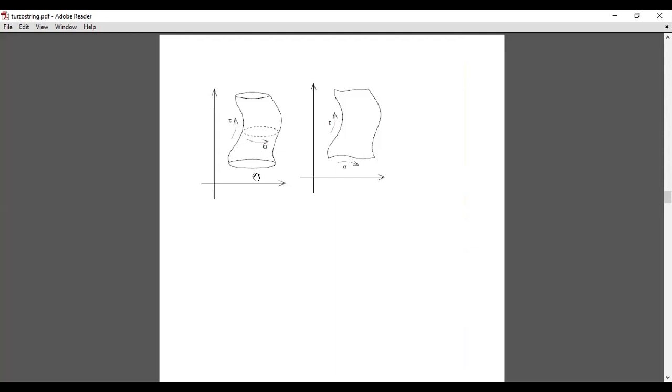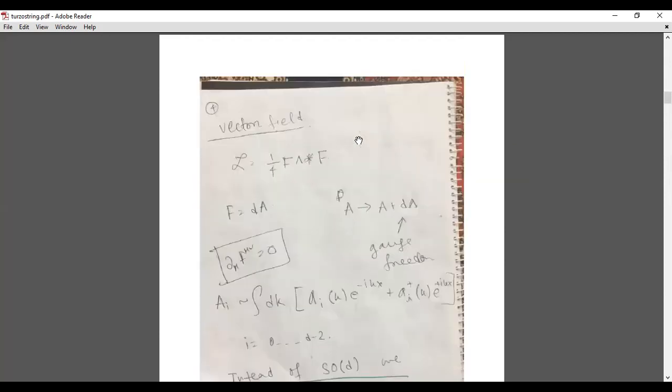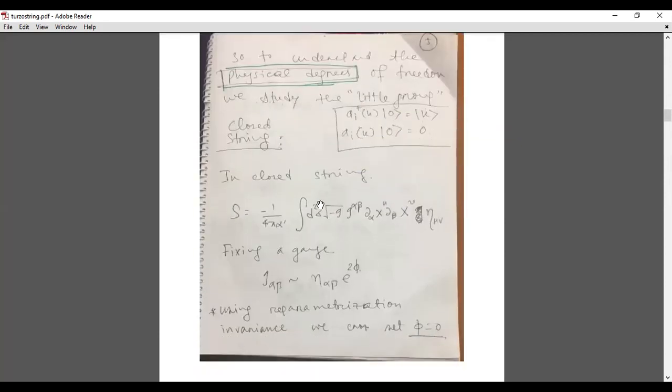Both of these types of strings are actually maintaining an equation like that. This X^mu are the strings, and alpha and beta here are the metric on the string. And with this X^mu and X^nu, we are thinking that the string is moving in some flat space-time.